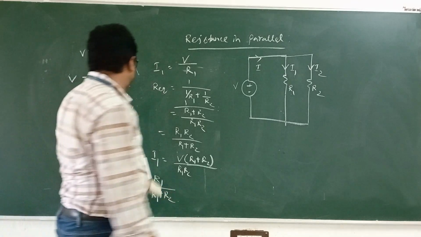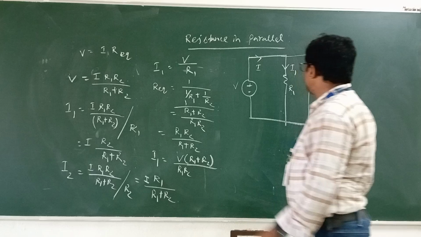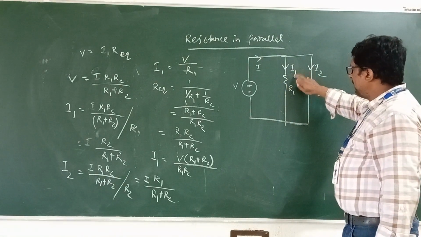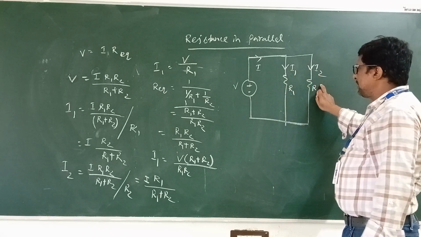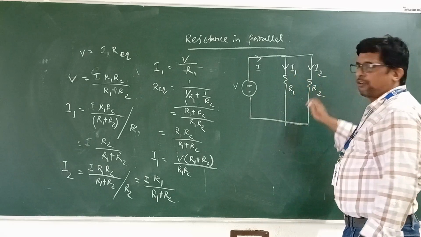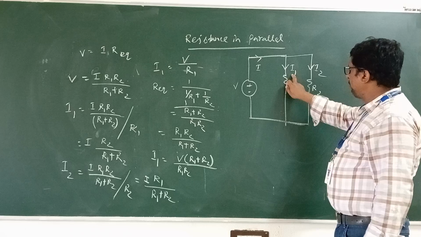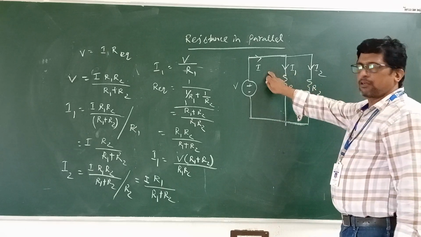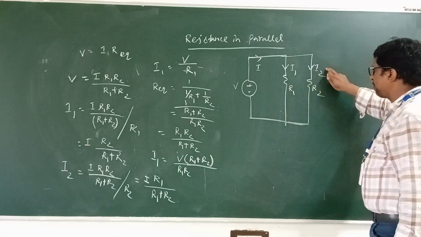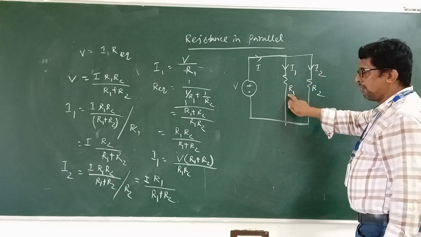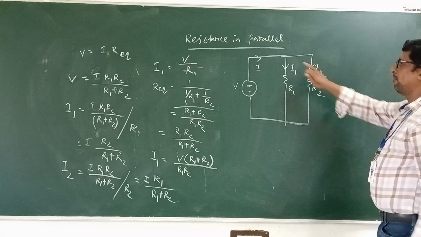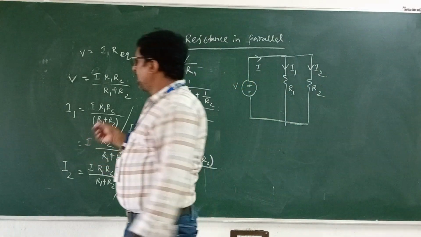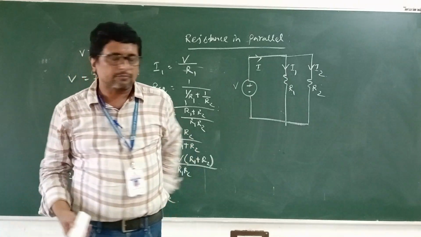So from this equation we can see the current division: I1 equals the opposite arm resistance divided by the summation of the two resistances. That means I1 equals R2 divided by R1 plus R2 into our total current. Similarly, I2 equals the opposite arm resistance R1 divided by R1 plus R2 into our total current. This is the current division in our parallel circuit.